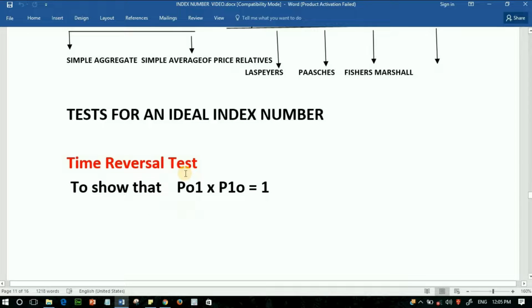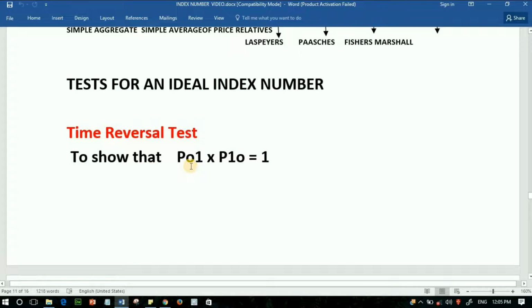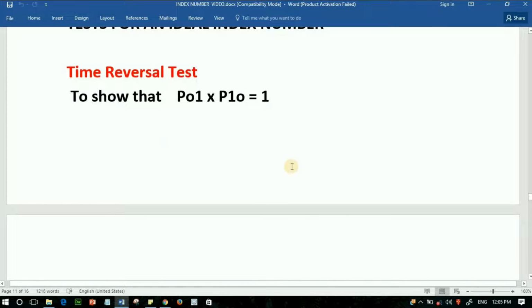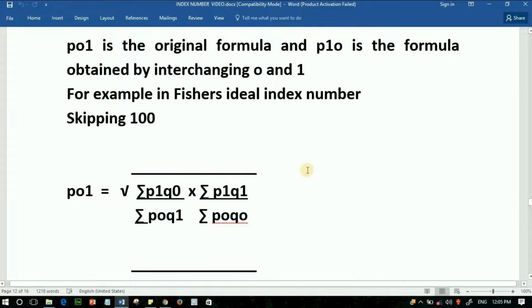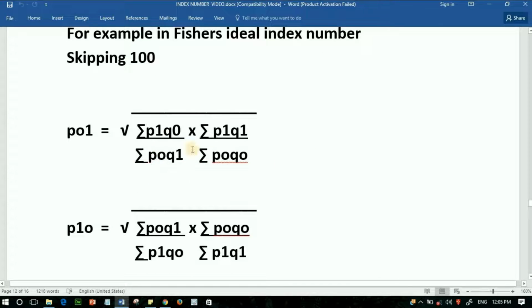For that purpose, mainly there are two tests: time reversal test and factor reversal test. Time reversal test implies that P01 into P10 is equal to 1. P01 is the original formula. P10 is obtained by interchanging 1 and 0 in the formula. For example, we are applying this to Fisher's ideal index number. P01 is equal to square root of Σ P1 Q0 by Σ P0 Q0 into Σ P1 Q1 by Σ P0 Q1. In testing, there is no need of applying 100, so we are skipping 100 from the formula. And for P10, we interchange 1 and 0.